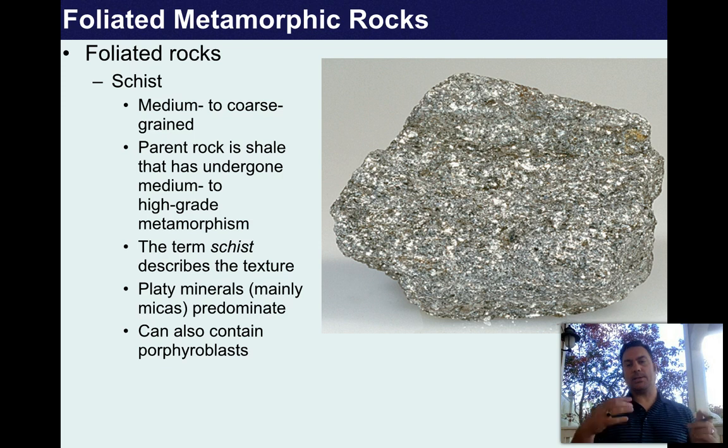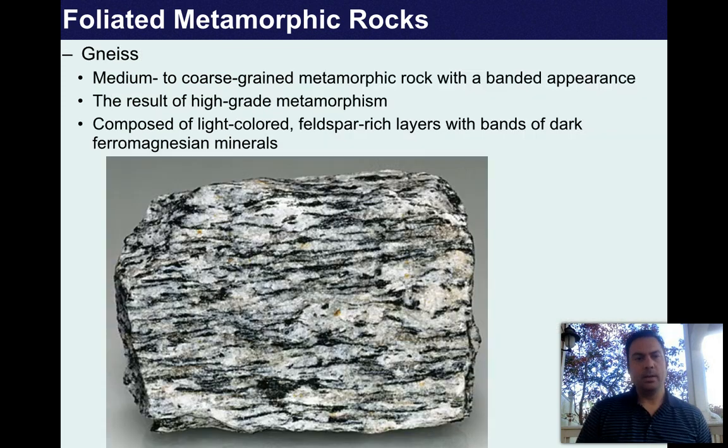If you guys remember, the garnets were actually forming in a schist a couple slides ago. And of course, here we see kind of the penultimate of metamorphic rocks before you start to melt them, which is a gneiss. These are medium to coarse-grained metamorphic rocks with a banded appearance. You can actually see the crystals here. There's no doubt you can see crystals in here. The result of high-grade metamorphism.